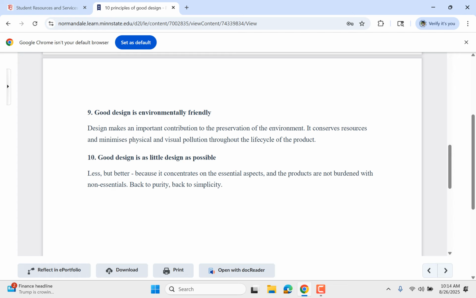And then good design is as little design as possible. Again, that's just related to the idea of simplicity. We're always trying to make things function in as simple a way as possible.